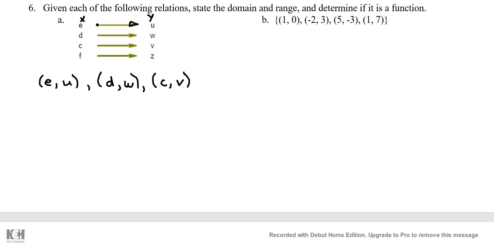Now, the way to tell whether or not a set of arrows is a function, do all my arrows start at a different place? No x value is mapped to two separate y values. Well, in this case, yes, every arrow starts at a different letter. So this is a function.